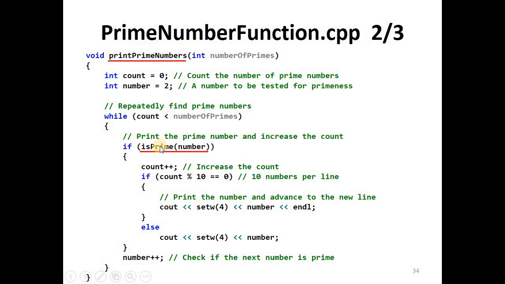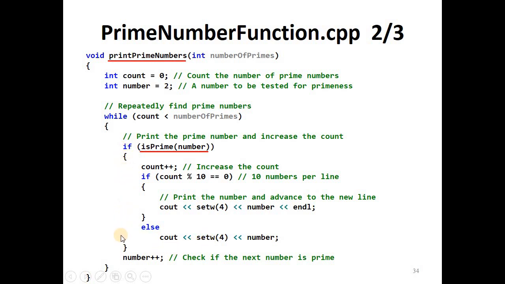If the number is prime, it increments the counter, and checks whether the count is divisible by 10 or not. If it is, then the number is printed in a 4-character cell, and it goes to the next line. Otherwise, the number is printed in this 4-character cell.